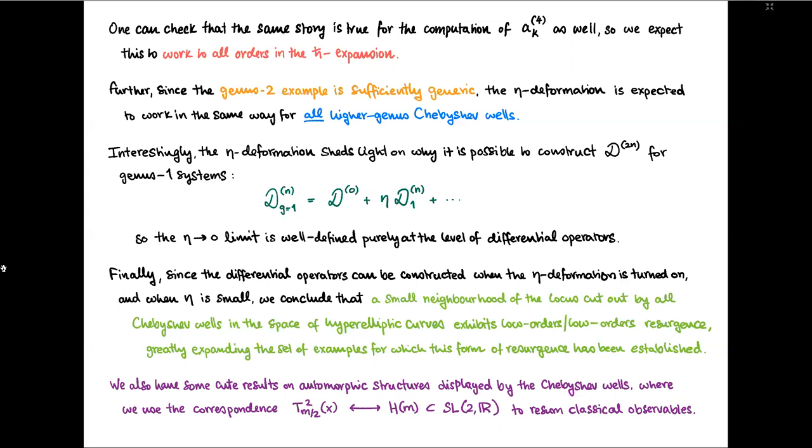So right now we just think that it's for this class of examples, but it may be true that there is a larger space, at least in the higher genus case. It is true for generic genus one systems. So for arbitrary cubic and quartic oscillators, this low orders resurgence is true. For higher genus, we still don't know. Okay, thank you.